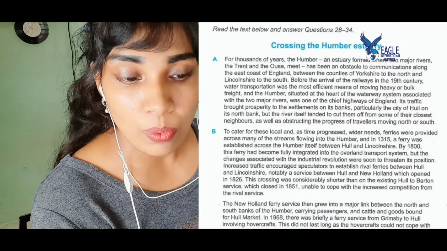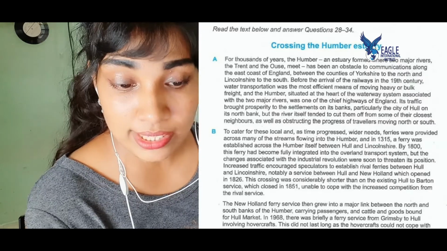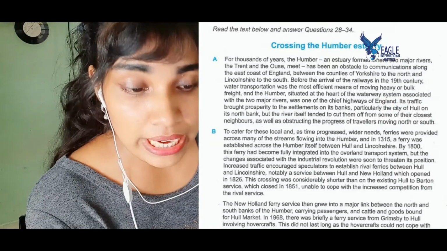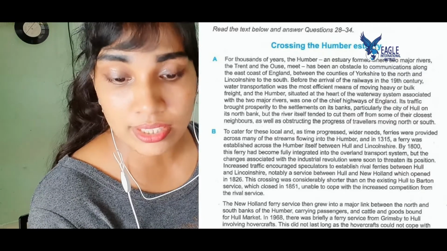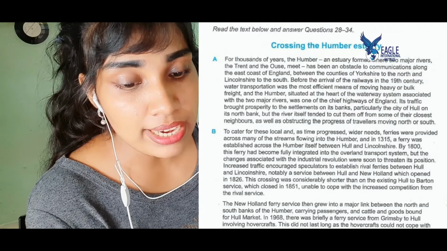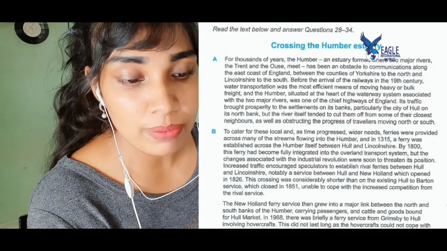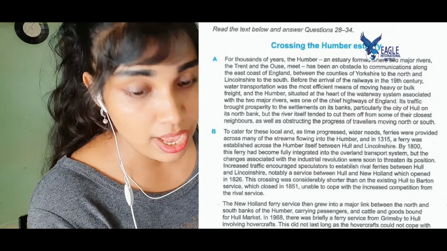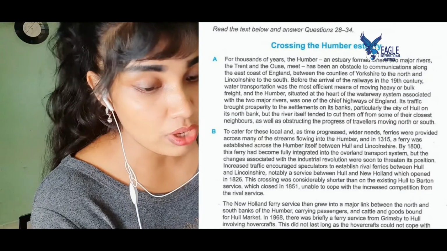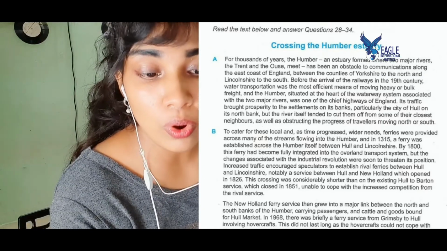Now its traffic brought prosperity to the settlements on its banks, particularly the city of Hull on its north bank, but the river itself tended to cut them off from some of their closest neighbors as well as obstructing the progress of travelers moving north or south.